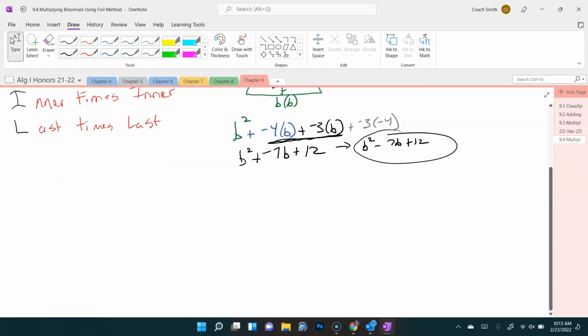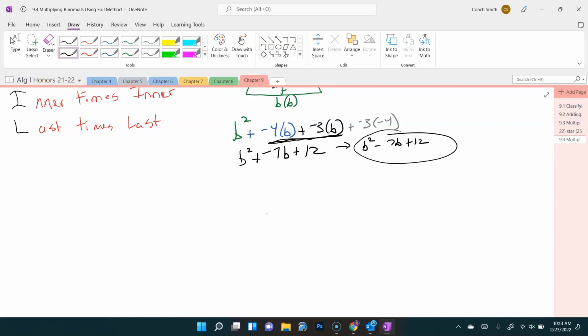Okay, let's look at another example. So g plus 3 times g minus 3. I'm not going to do that one yet because it's just a little different. Let's look at another one.